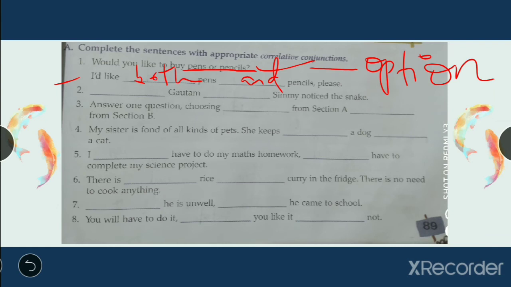So how you can say, I had like not only pens but also pencils. Or you can write, I had like both pens and pencils, please. Is it understood? Next question.